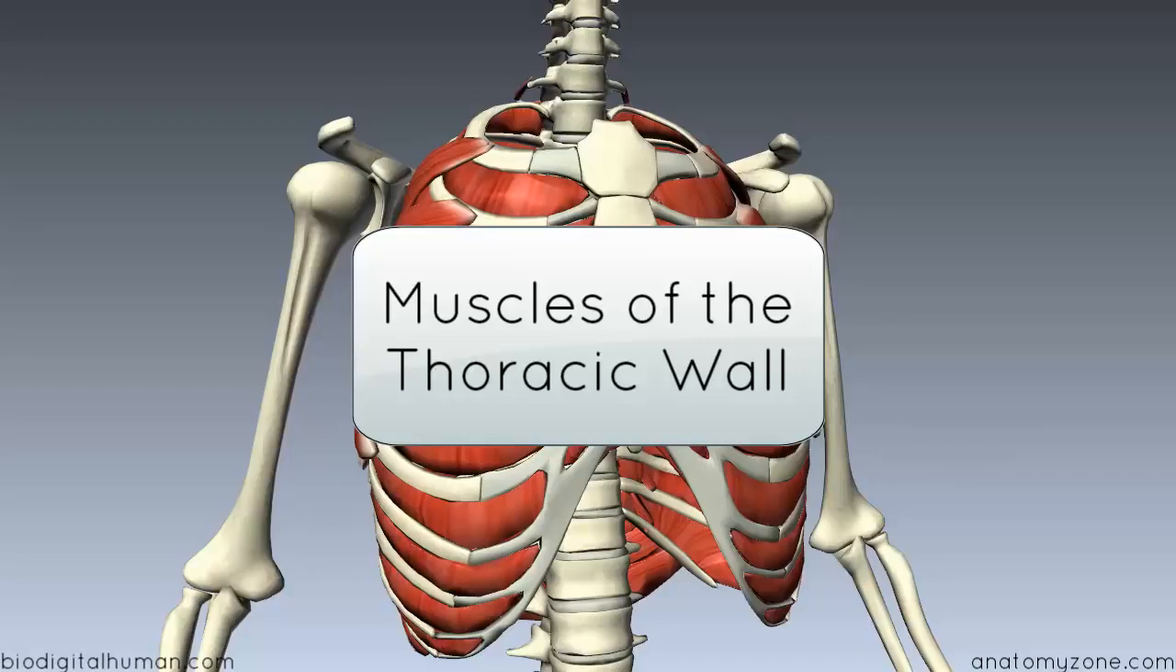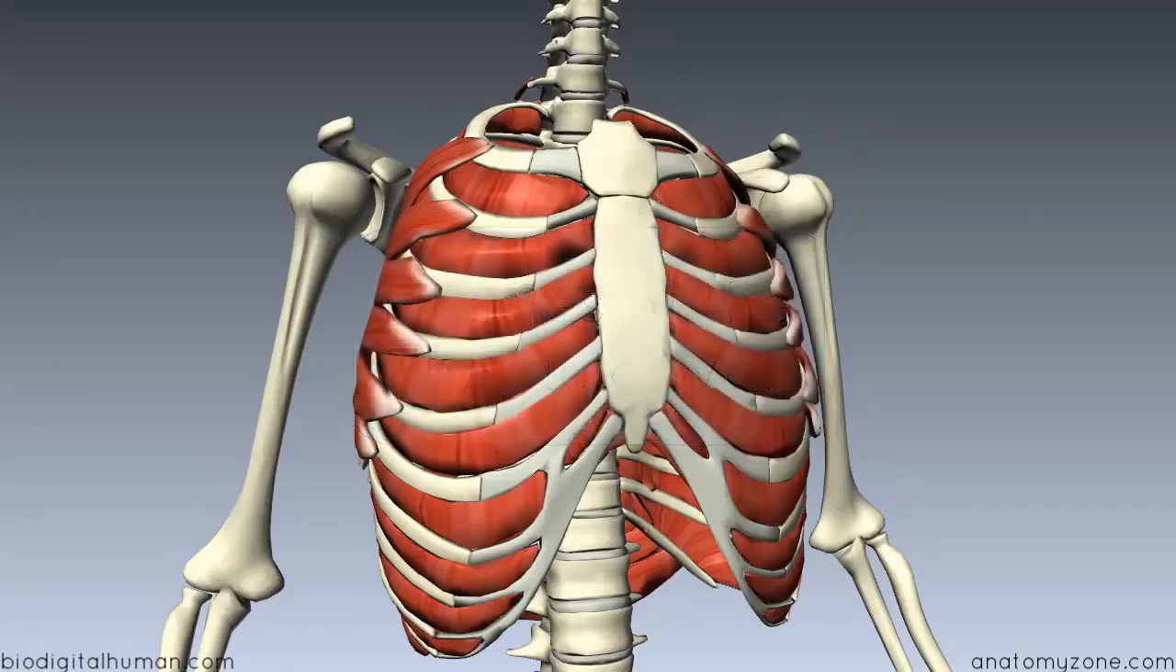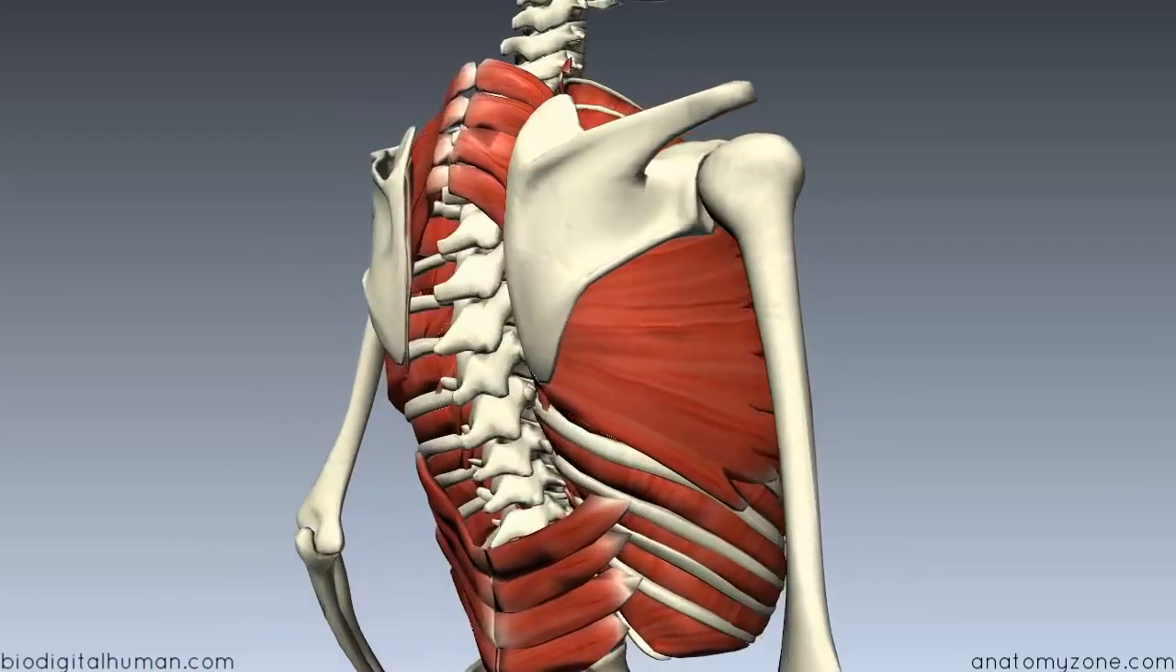Okay, so now we're going to take a look at some of the muscles of the thoracic wall. First of all, we'll take a look at some of the muscles which attach to the thoracic cage, and then we'll look at some of the smaller muscles which lie between the ribs and the intercostal spaces. So outside the rib cage, we've got three muscles really.